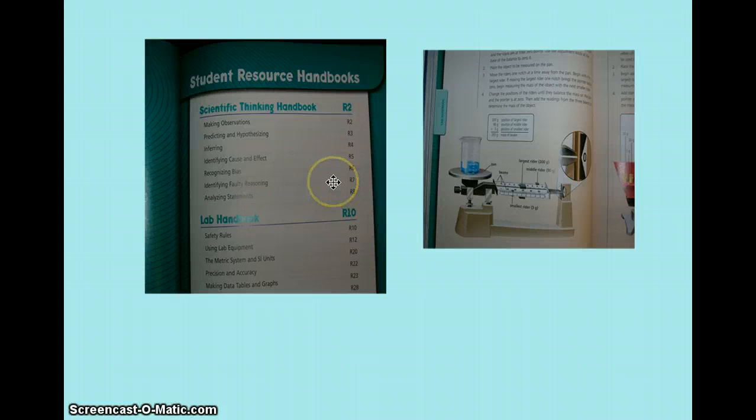For instance, making observations, how to recognize bias in scientific writing. They have a lab handbook that has your safety rules, lab equipment information, metric system. These are information pieces that you'd be very well advised to use and look at frequently. For instance, right here, how to run a triple beam balance.